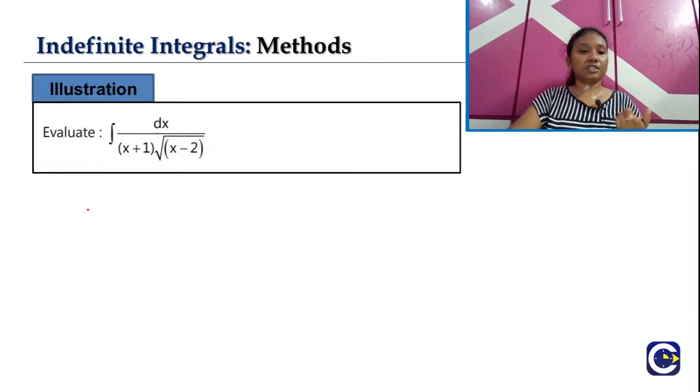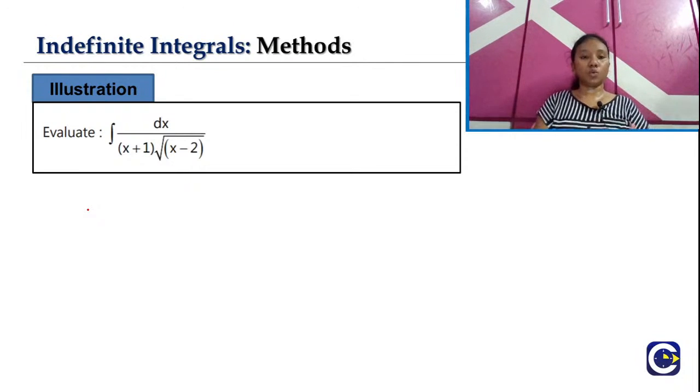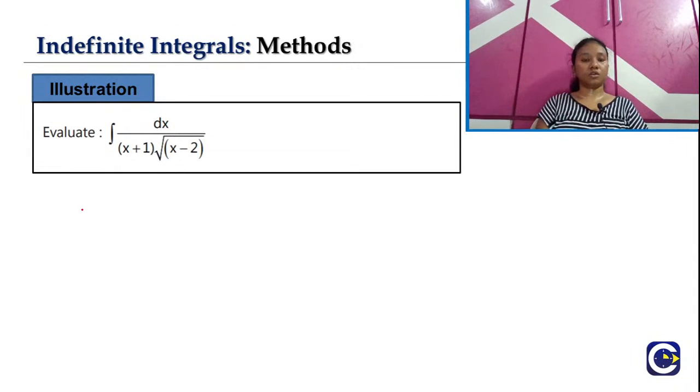So here you can see the first format, which is dx by x plus 1 into root over x minus 2. You can observe which type it falls in, and pick out the corresponding substitution quickly. So you can identify which type it will be falling in.